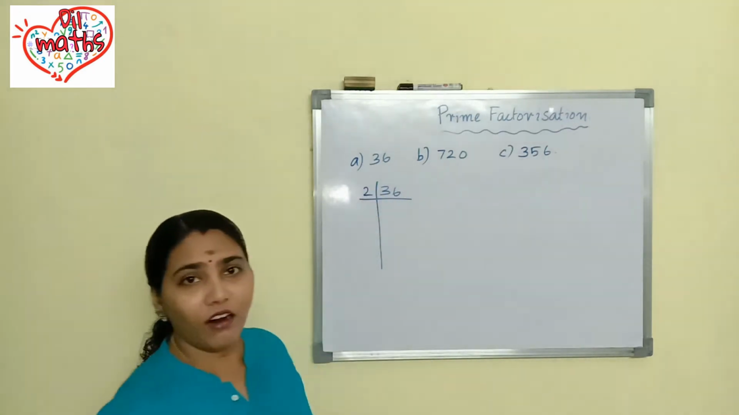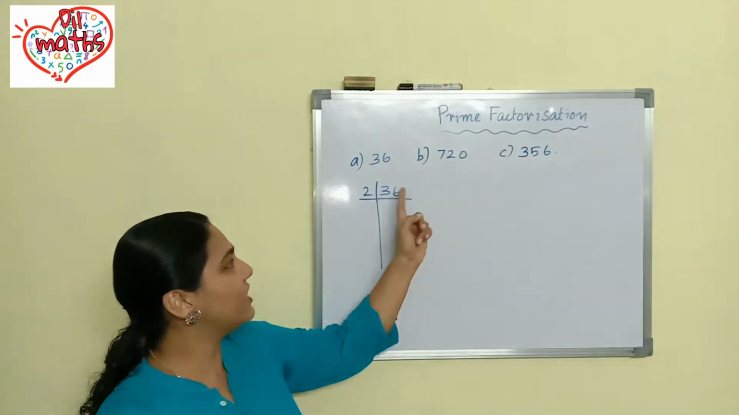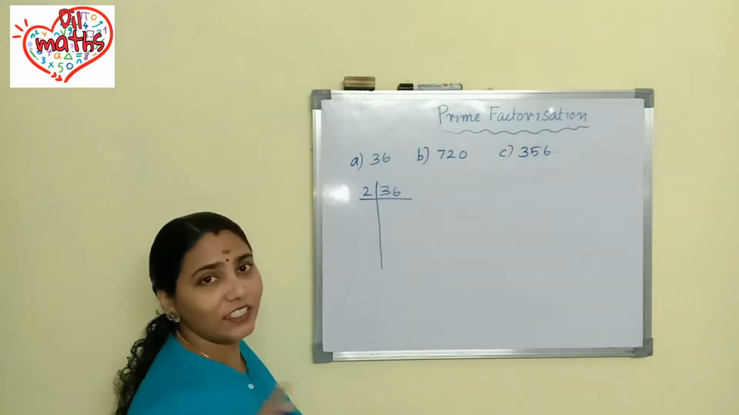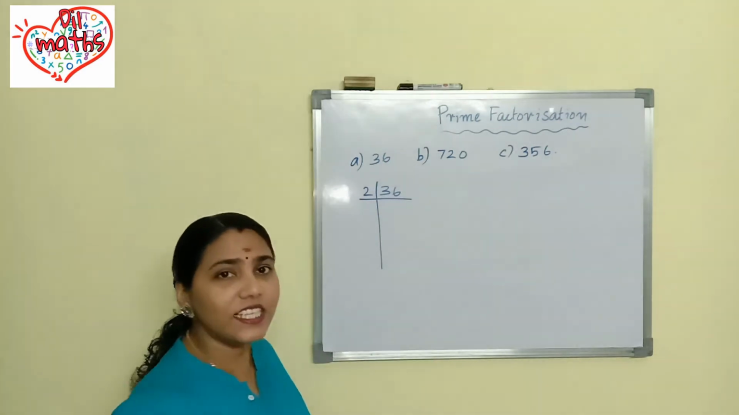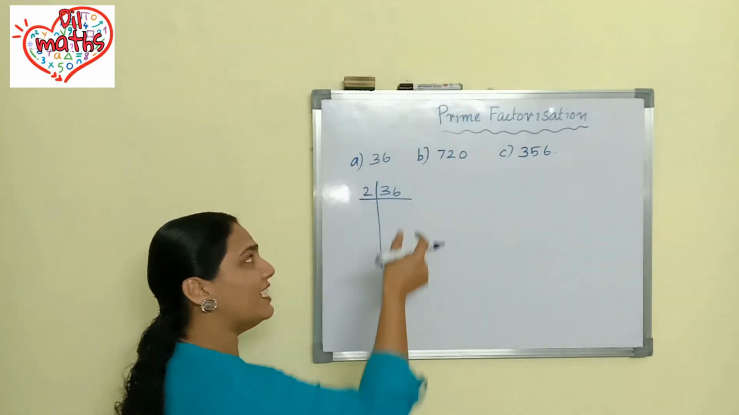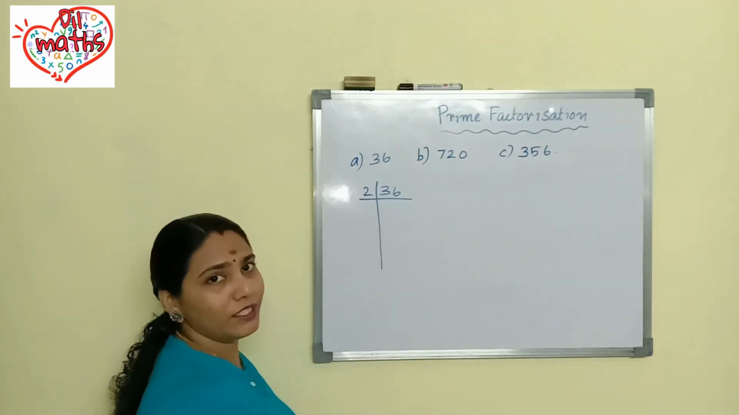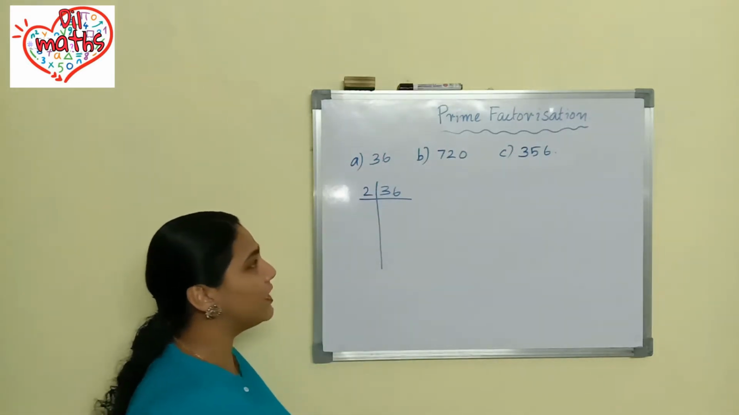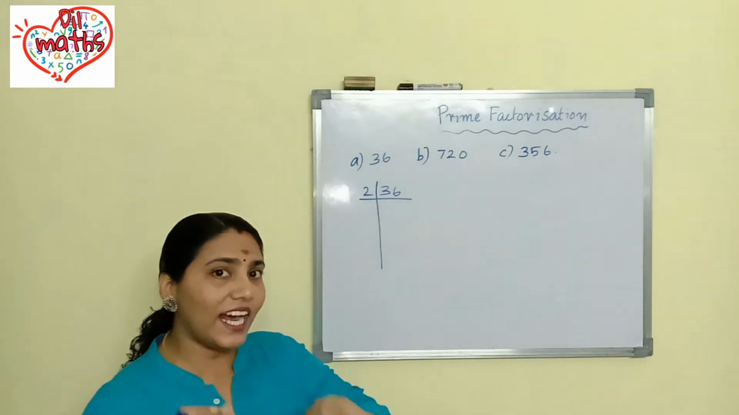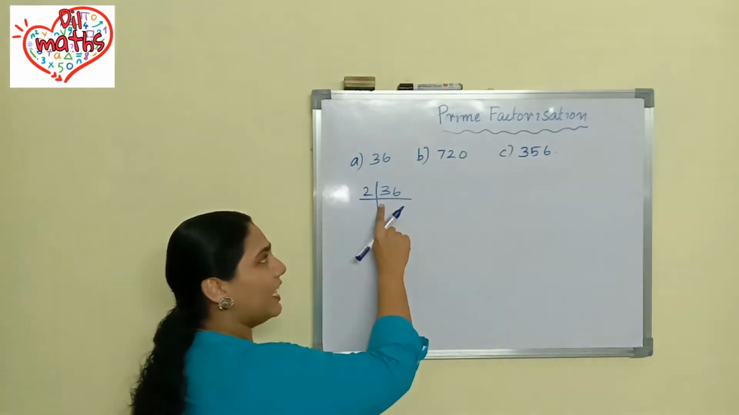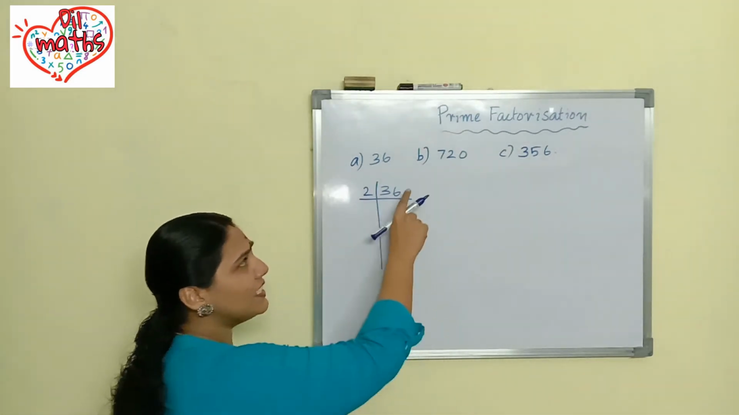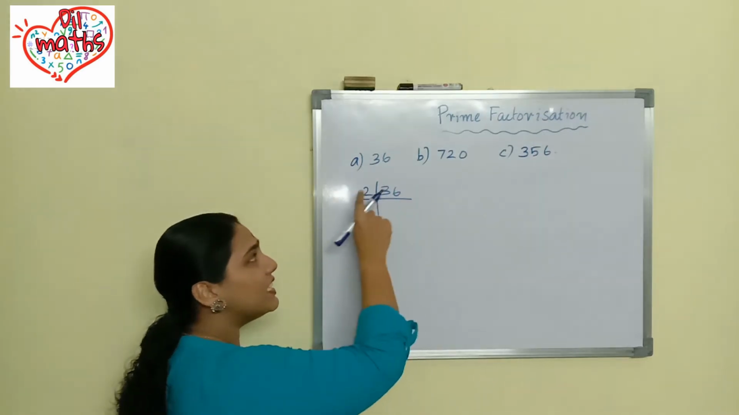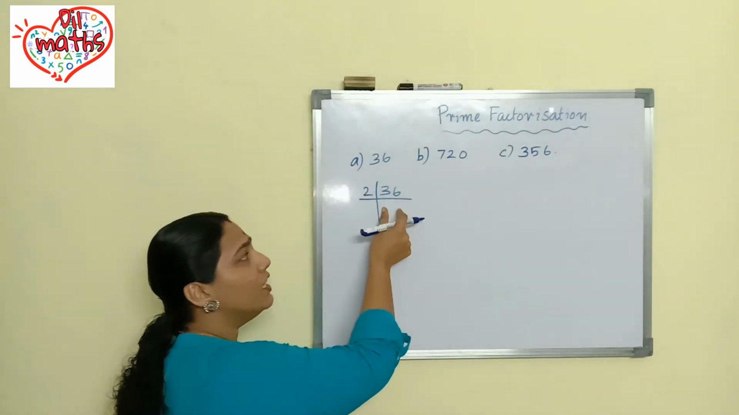Already we studied all the divisibility rules. From this you can check that in the unit place, that means in the ones place, it is given 6. So, 6 is divisible by 2, so you can say that this 36 is divisible by 2. While dividing 36 by 2, what will you get as quotient? That you should write here. 36 is the dividend here. We are dividing 36 by 2 and we are going to write the quotient here.